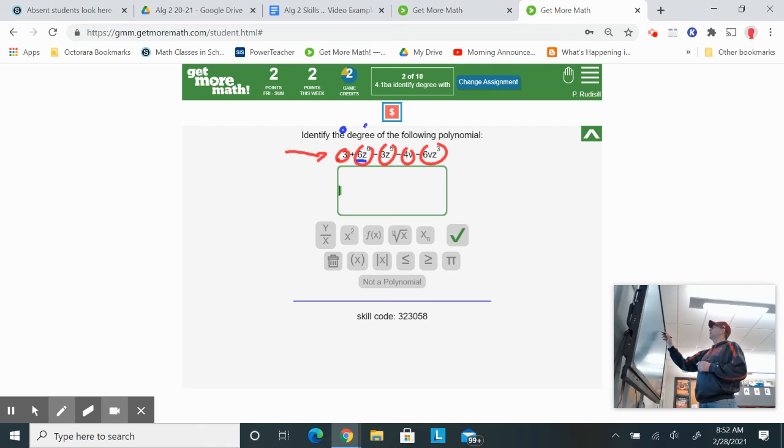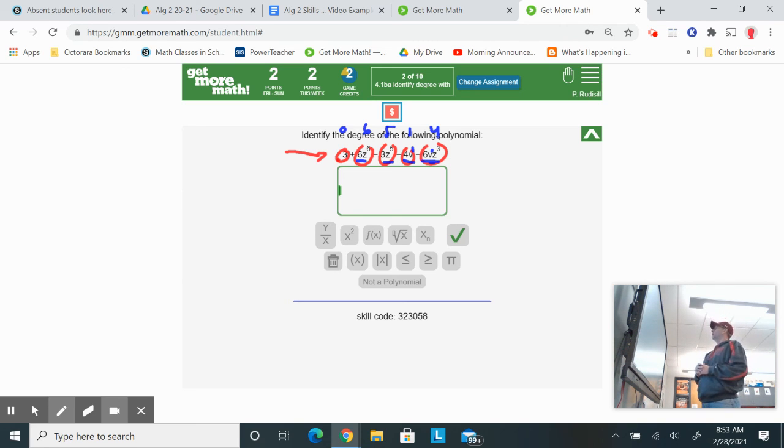Second term has a degree of 6. Third term has a degree of 5. Fourth term has a degree of 1. And the last term has a degree, well, there's a v to the first power and a z to the third power, so it makes a degree of 4. So you got to remember, when a variable is just by itself, there is a degree of 1. When a number is by itself, it has a degree of 0.